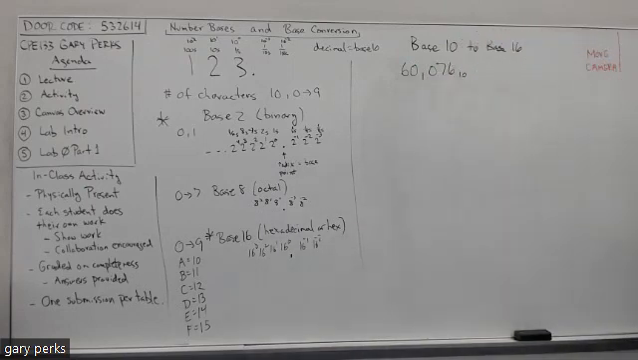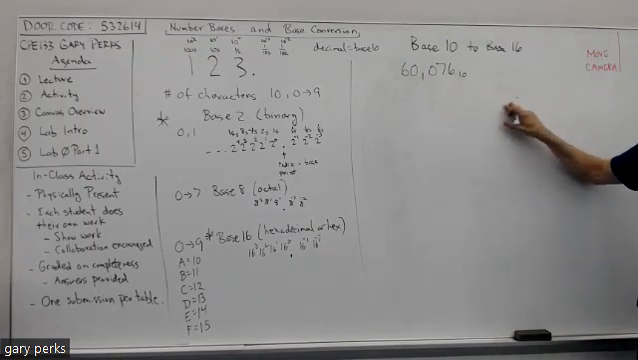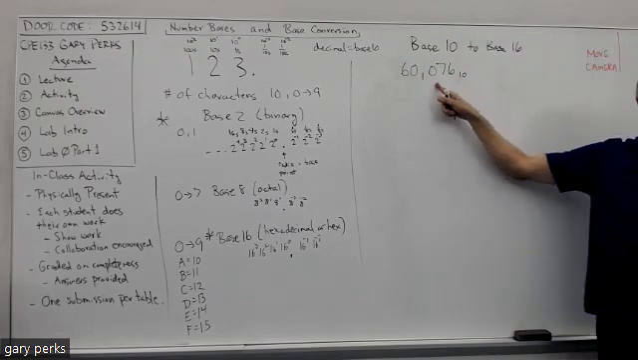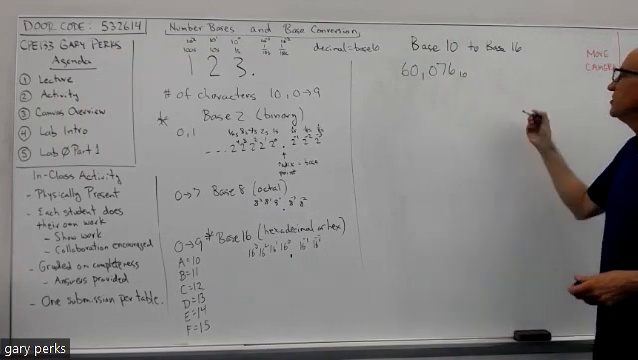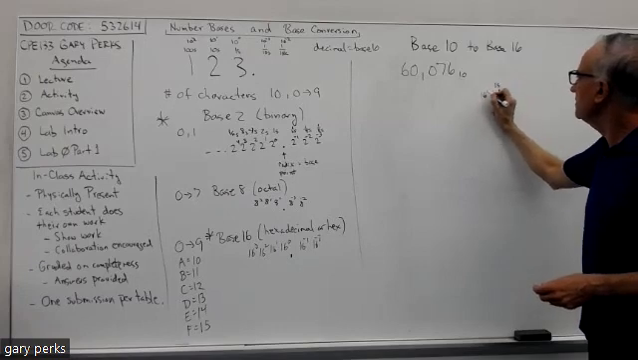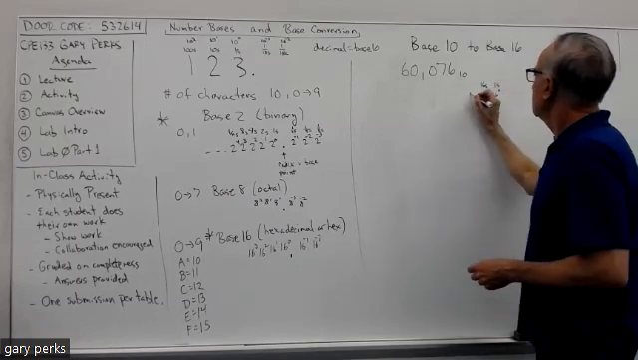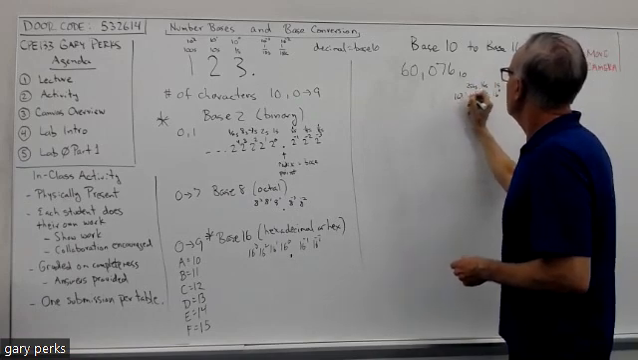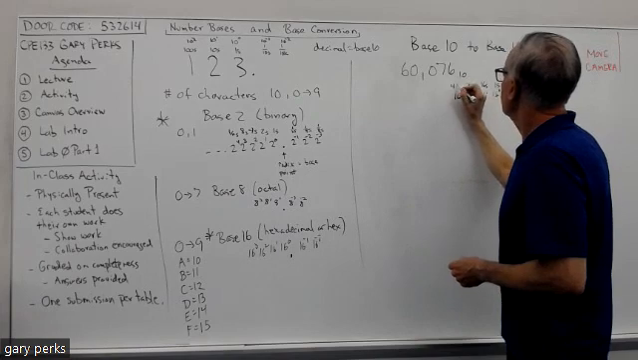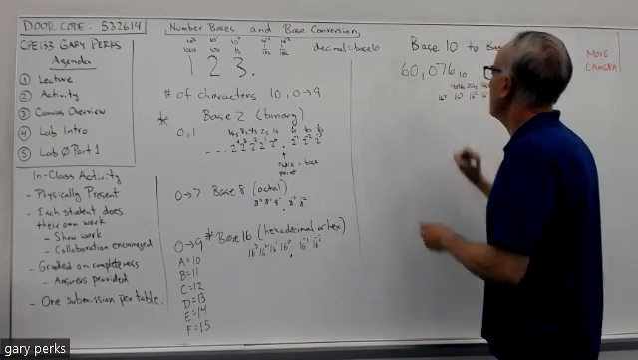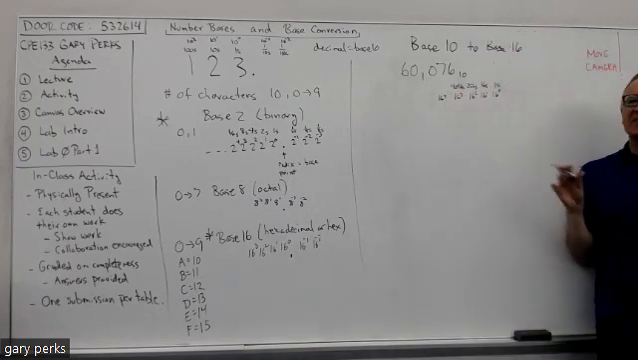So again, it's the same idea as when we went from base 10 to base 2, where we write out what the columns are worth until we get to a number that's bigger than this one. Okay, so 16 to the 0, which is 1s, 16 to the 1, which is 16s, 16 squared, which is 256s, 16 cubed, which is the 4,096s, and then 16 to the 4th.